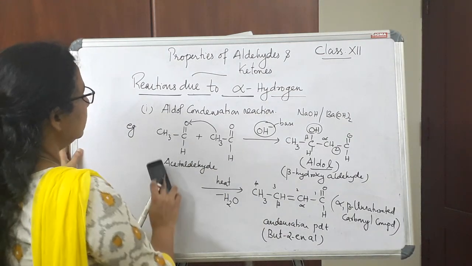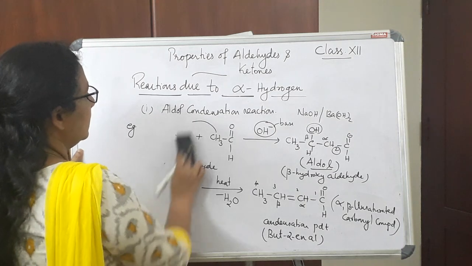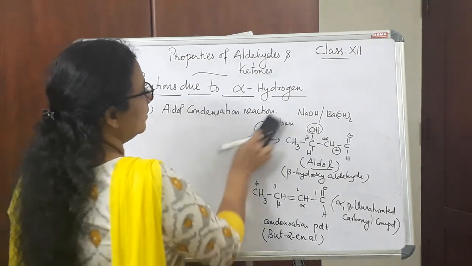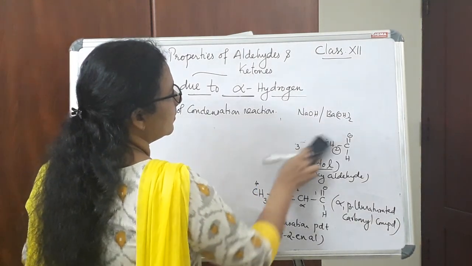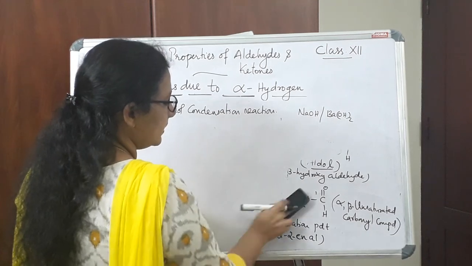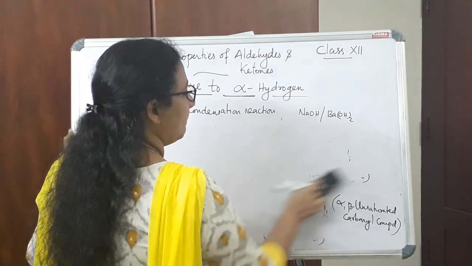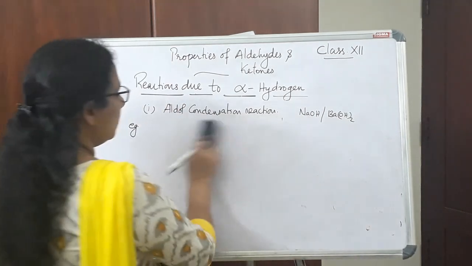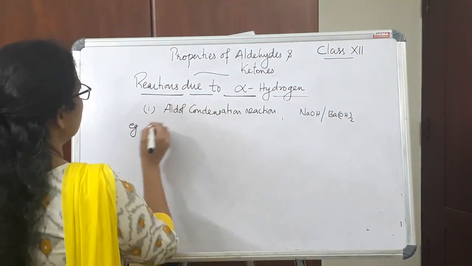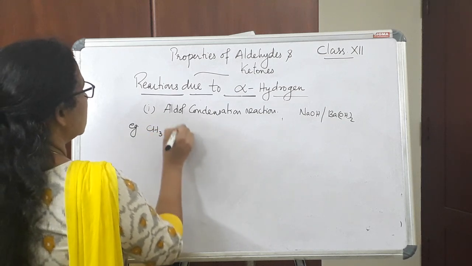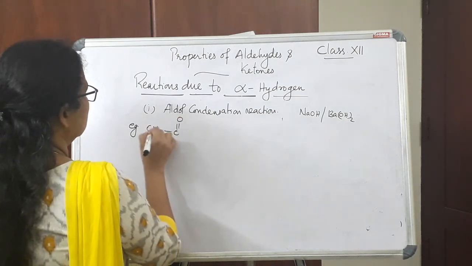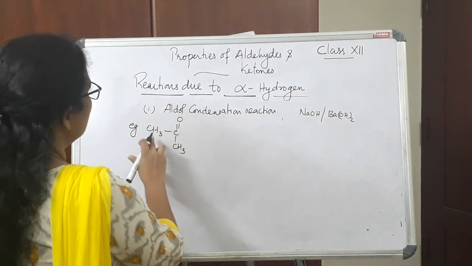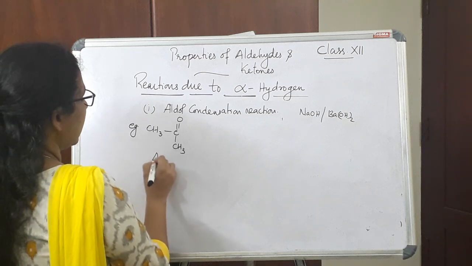So let us see another aldol condensation reaction in the case of ketones. In the case of ketones also we can see a similar reaction. We will see the reaction. For ketones we will take acetone. It will be CH3COCH3, not CH3CHO. So it is acetone.